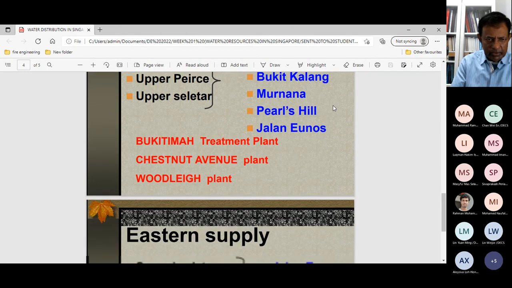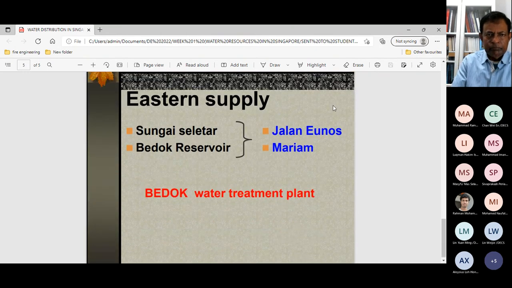Then we have another one, which is the eastern supply, where the water is taken from Sungai Seletar, which is nowadays called Upper Seletar Reservoir, and Bedok Reservoir. That is treated at Bedok Treatment Plant, and it supplies the water to the service reservoirs in Mariam and also Jalan Yunos. So this combination is source, treatment, reservoir.